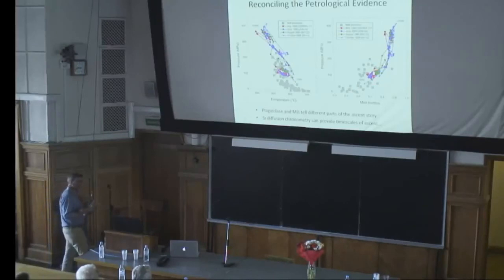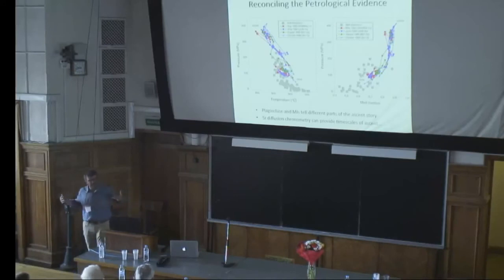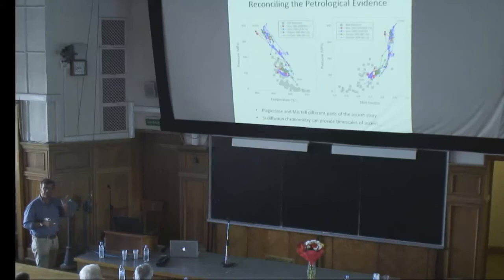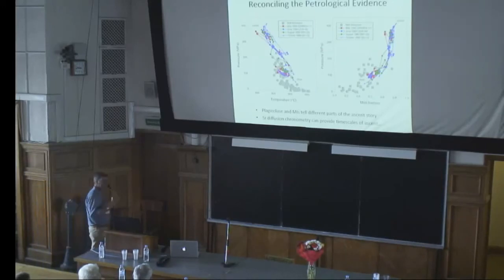And it makes me quite confident that plagioclase and melt are reliable witnesses. They both saw the same event, but they saw different parts of the event. The plagioclase is recording something much deeper than the melt inclusions. The melt inclusions record this 200 MPa up to the surface. Plagioclase tells us about deeper in the system. And these pressures here are where we think the mid-crustal reservoir might be.